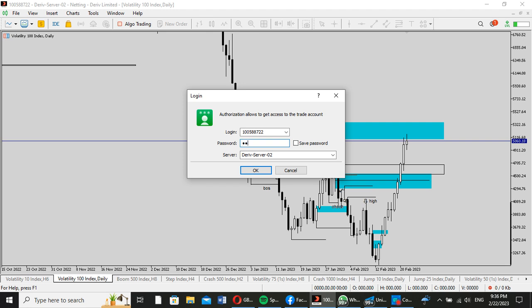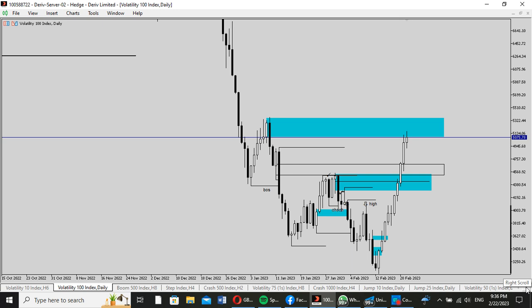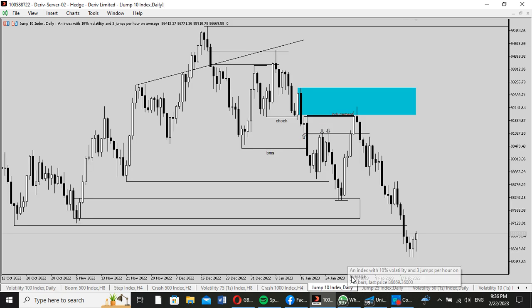Synthetic indices. So I'll be logging in right now. So we are going to what page, that Jump 10, right? All right.